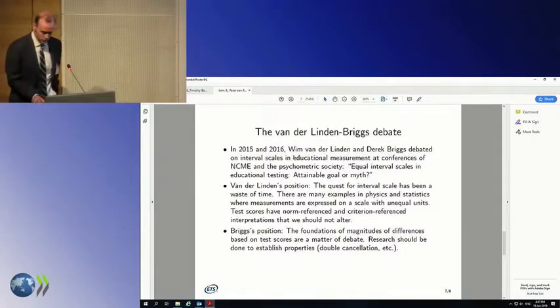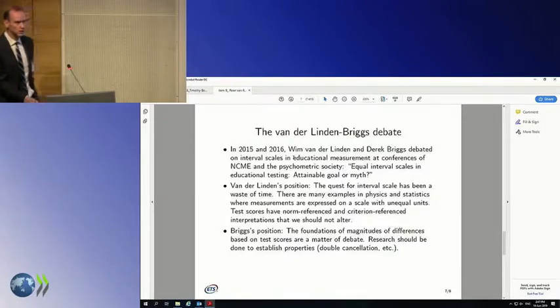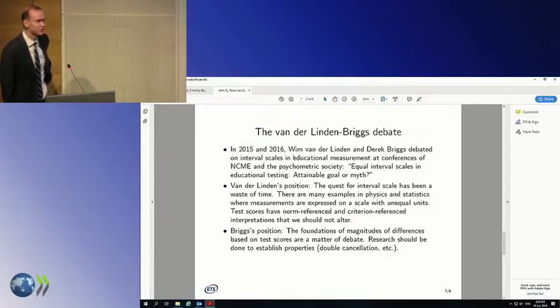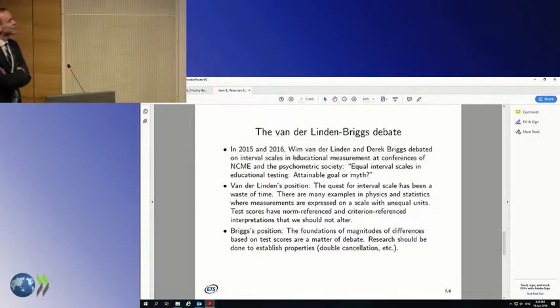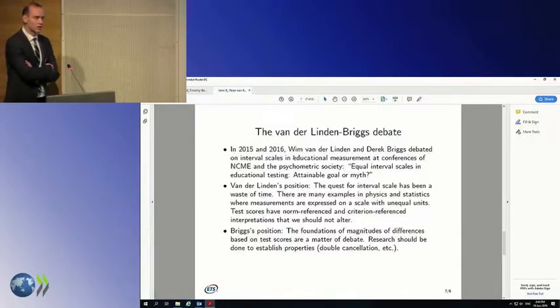Another thing I wanted to refer to: a few years ago there were two debates, well, I think it was the same debate in two different conferences, by Wim van der Linden and Derek Briggs. They debated on interval scales in educational measurement. Is it an attainable goal or a myth?